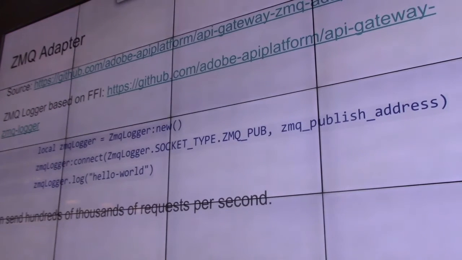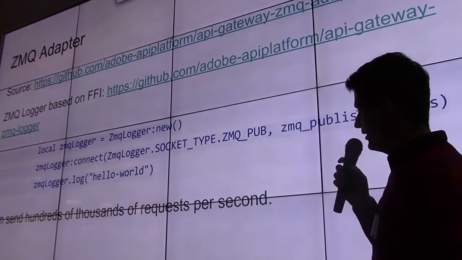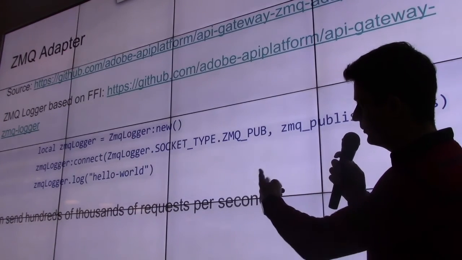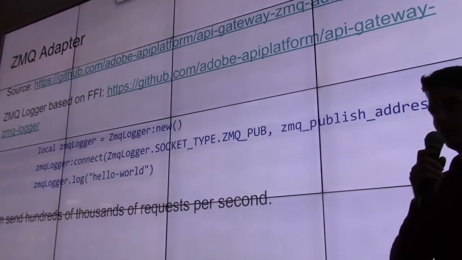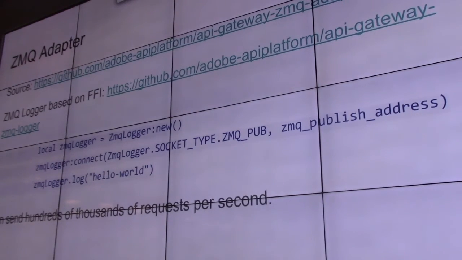I just showed 3 lines on how you can initialize and send messages, and some numbers. I was able to test on my local machine. I was hitting Nginx with maybe 100,000 requests per second, and I was outputting 3 messages each. So I was able to get 300,000 messages per second through this 0MQ adapter. Quite cool. I found that cool.